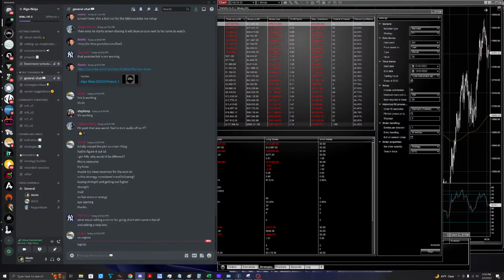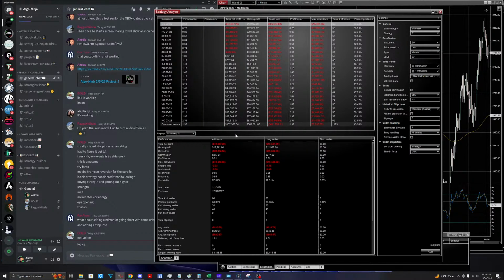Let's see what... yeah, see, so Rock is already looking for the next step, thinking about the short side, because trust me, there's actually more money to be made on the short side when it comes to momentum, and that's just due to price shocks. So yeah, we're getting $130,000 with just one contract, not even trading the short side.